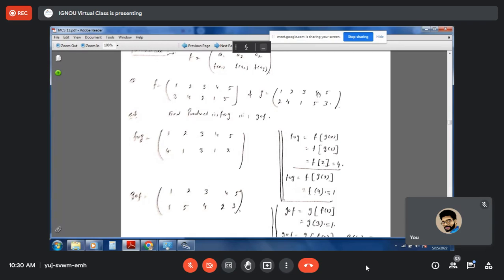The image of 4 is 5, and the image of 5 in F is 5. Sorry, it is 5. Okay, it is 5. By mistake it's written.